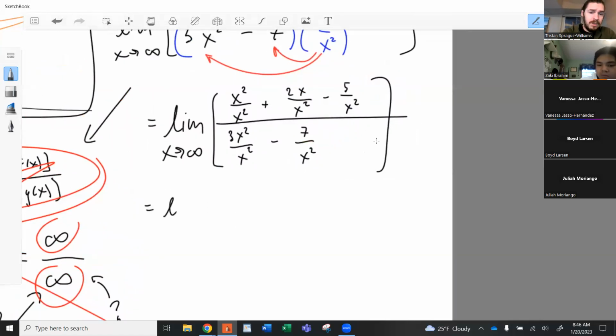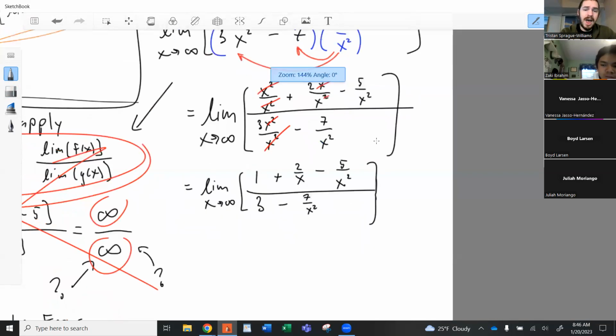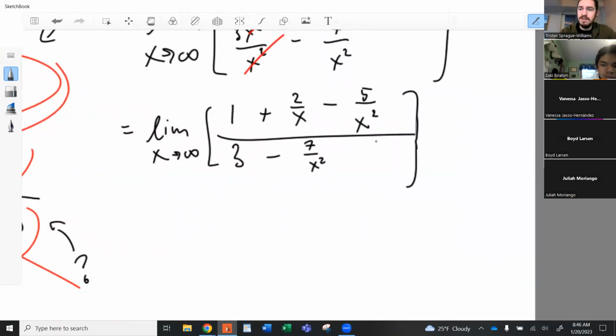Now, simplifying, we can see there's lots of cancellation that's going to go on here. X squared over x squared is going to cancel out to 1. One of these x's is going to cancel with one of those, so we're going to get plus 2 over x. And then there's no simplifying we can do on the third term. In the denominator, we also have this simplifying right here, so we have 3 minus 7 over x squared. Okay. Now that we have done this small algebraic manipulation, if we try to apply the same limit properties that I was trying before, right?